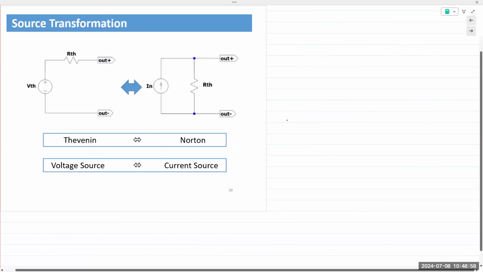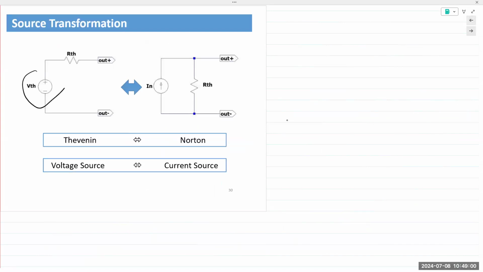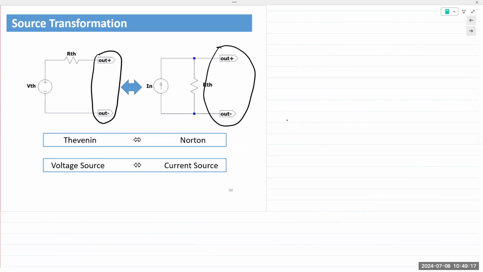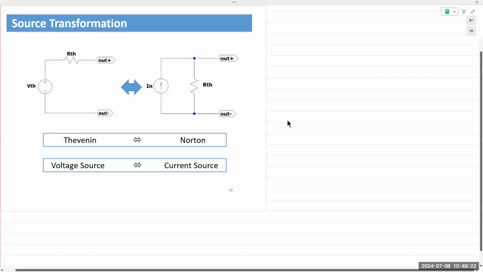If we have a voltage source in series with a resistor between a pair of terminals, we can convert it into a current source in parallel with that same resistance between those same pair of terminals. And out plus and out minus are simply labels. They don't mean anything in the context. It's simply a label. It's X and Y or A and B.